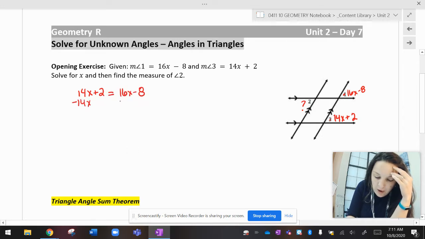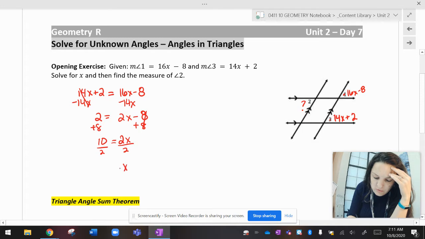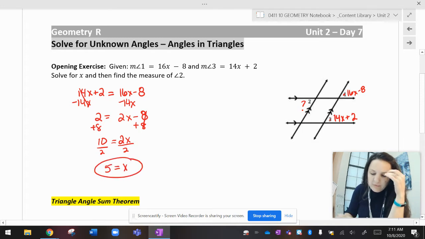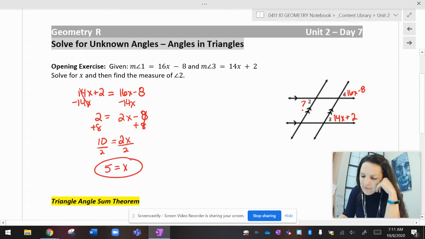And subtract. Add 8 to both sides. So now I have 2x is 10. Divide by 2. X is 5. I trust that most of you can do that. Then they want me to find the measure of angle 2. So I need to figure out, is 2 equal to 1 and 3? It's kind of weird over there.